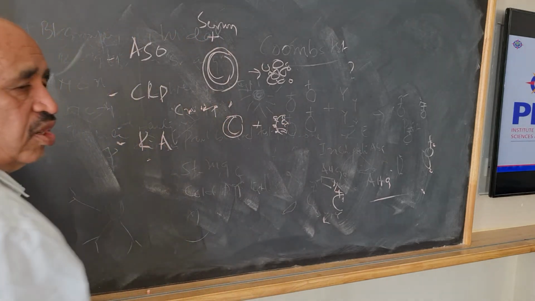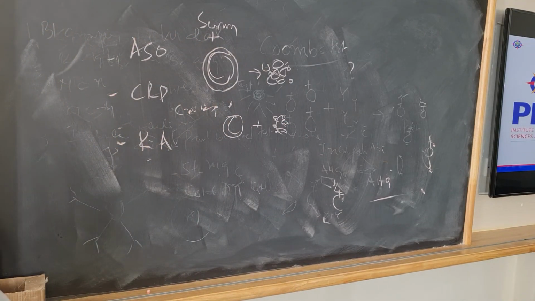Then RA is rheumatoid arthritis factor. It is an antibody produced against our own synovial membrane. Again, RA is tagged onto the latex particle, add serum and look for agglutination. That is RA factor. Then we have a card test for these things.